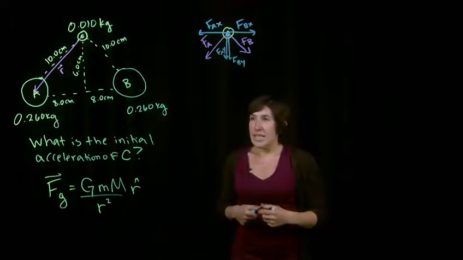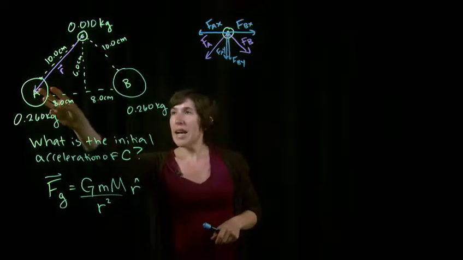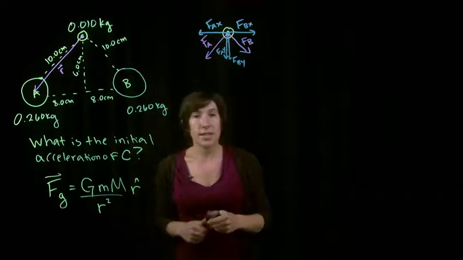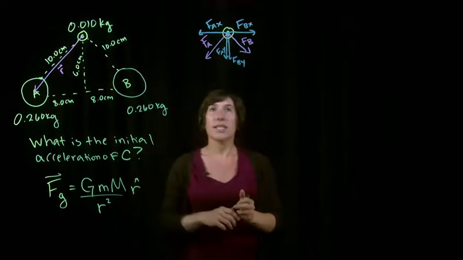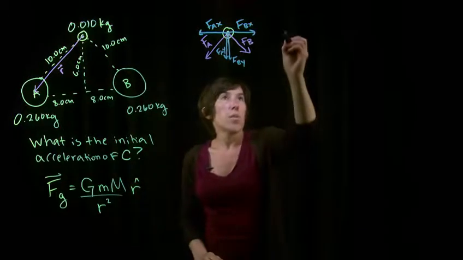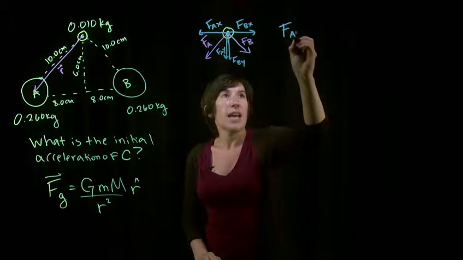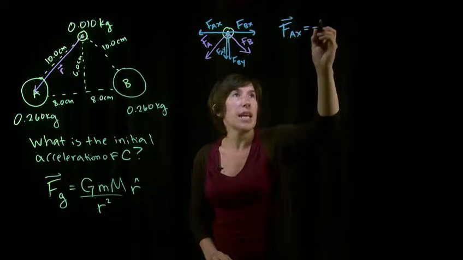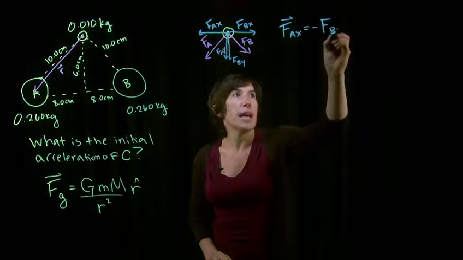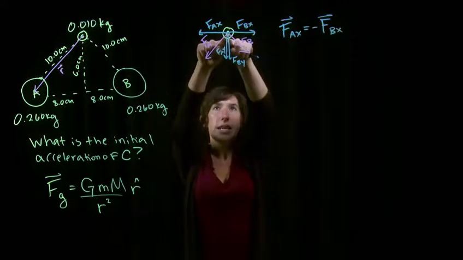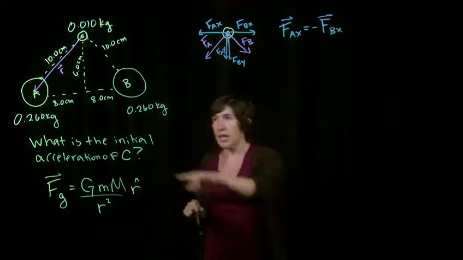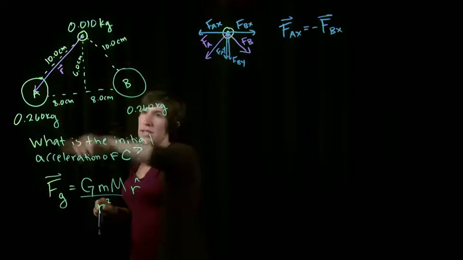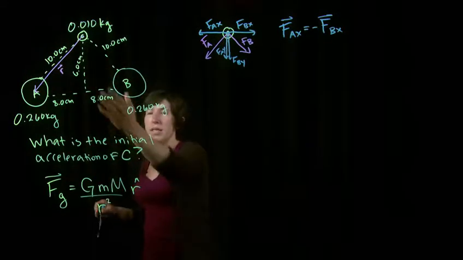Part of why I did that is because this system is symmetric and A and B are exactly the same. What we'll find is that F_AX as a vector is equal to negative F_BX, so they're pointing in opposite directions. These masses are exactly the same distance away, at the same angle, with the same mass.